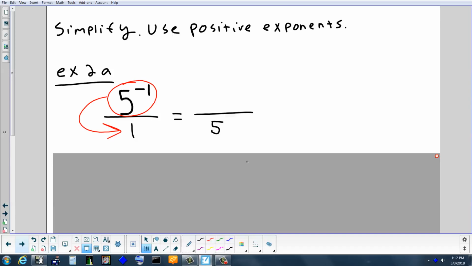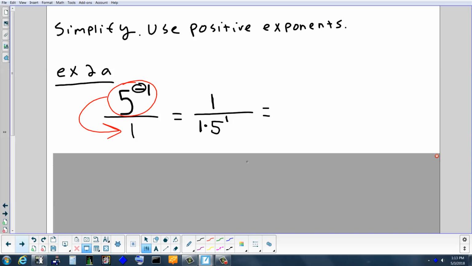5 to the -1. It's not negative anymore. Positive 1. You can leave the 1 there if you want. So the 1 was already in the bottom. And remember, when you move it, the whole point is to get rid of that negative. Once you move it, the negative is gone. But we have another problem. There's nothing in the top. You've got to put something there. So what can we put in the top? A 1. Whenever you don't have anything, you can put a 1.